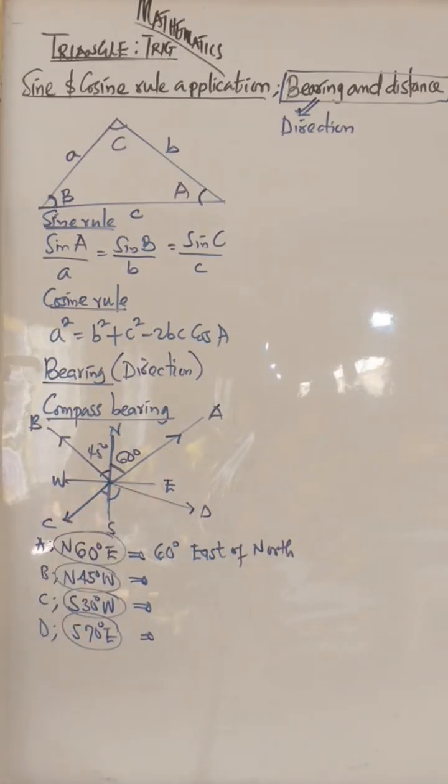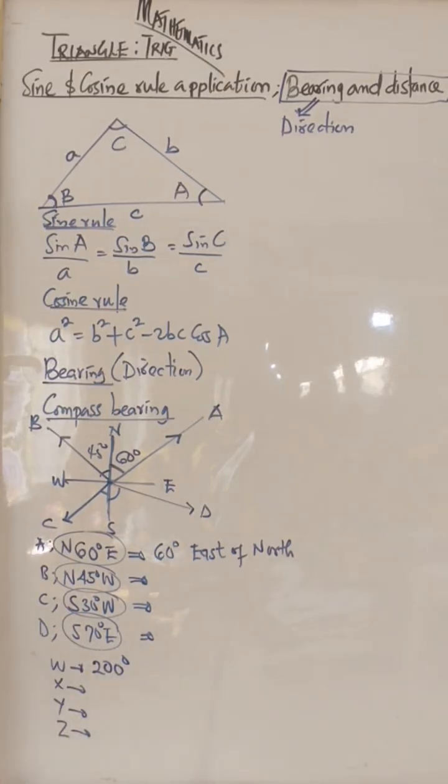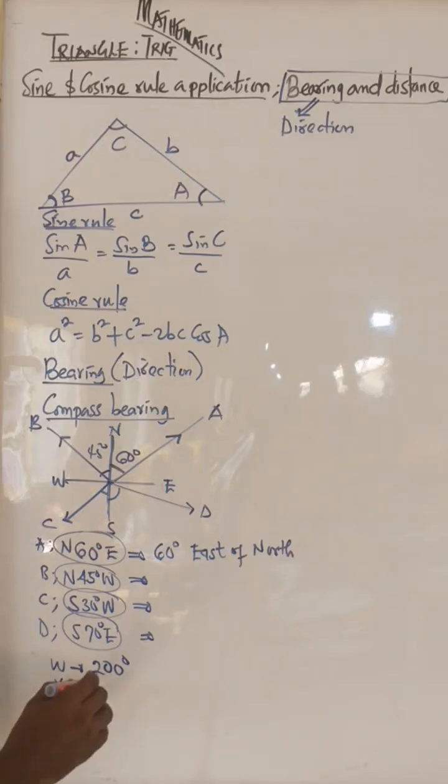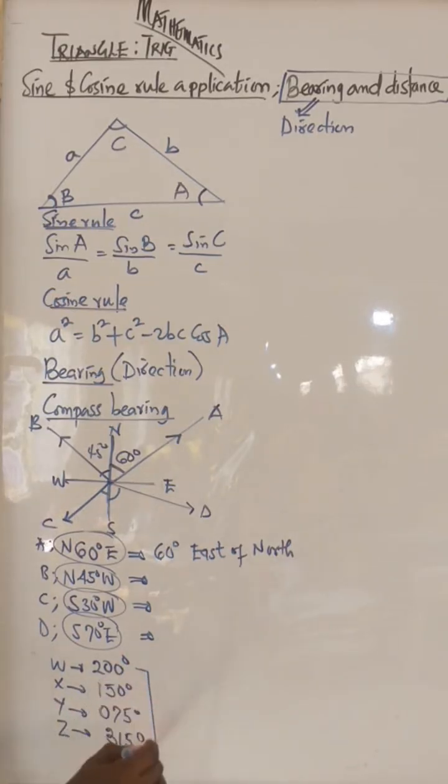So if you are given the direction, the bearing, we know how to show that from a particular point. Apart from the compass bearing, we have the three-figure bearing. For example, we are told that the bearing of a particle, let's suppose you have particles W, X, Y, Z. For W, for three-figure bearing, we can be told that W is 200 degrees. We can be told that X is, let's say, 150 degrees. Or 075 degrees. Or we can have, let's say, 315 degrees. These all are three-figure bearings.